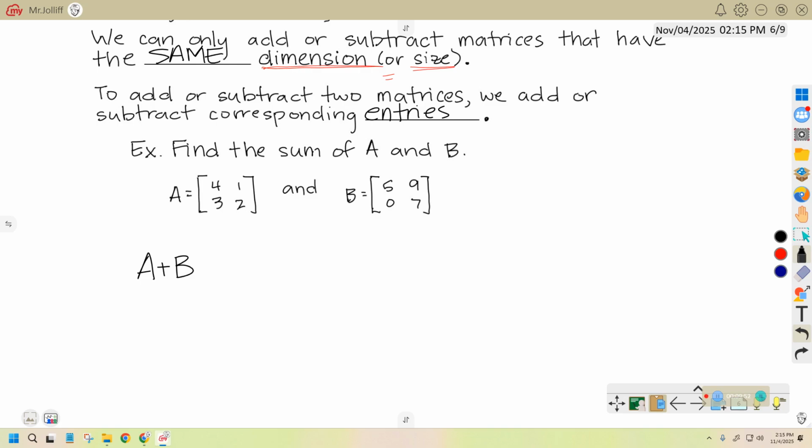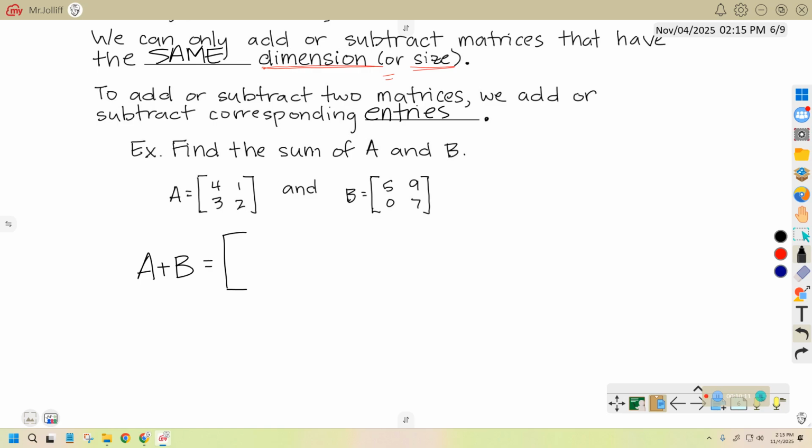Yes. Luis, you nodded your head very enthusiastically. What are the sizes of A and B? 2 by 2. Very good. They're both 2 by 2, so my answer should also be 2 by 2. I'm going to have 2 rows and 2 columns, and I'm going to add entry by entry.